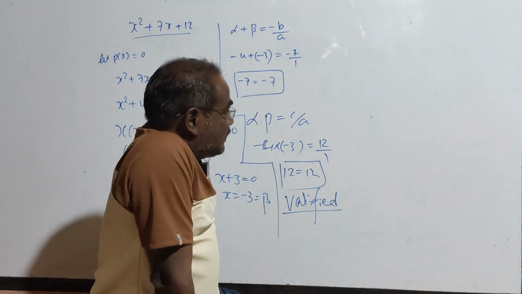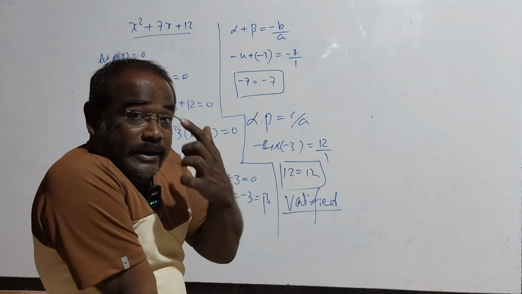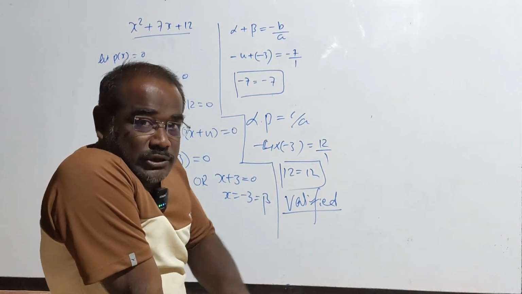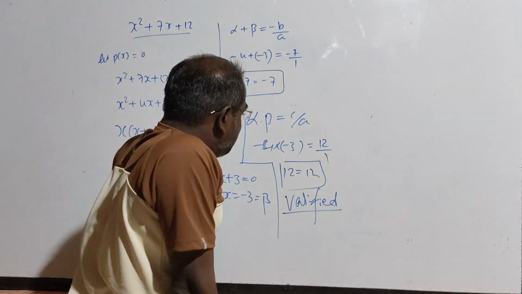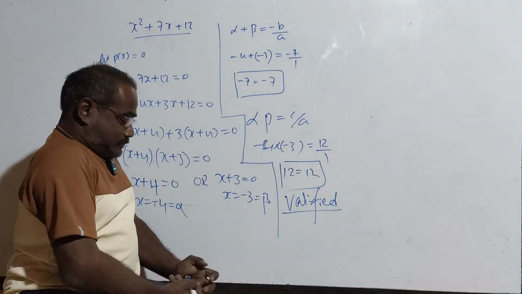Now, the two relationships we studied between coefficients and zeros are verified. It means we evaluated those two results. It works.